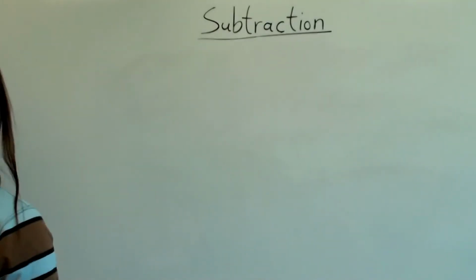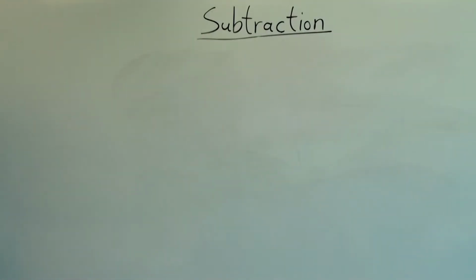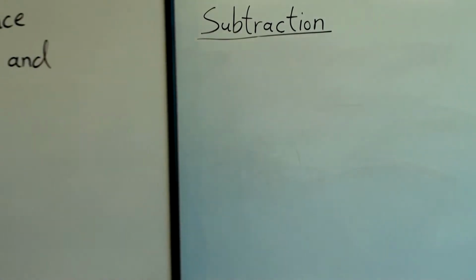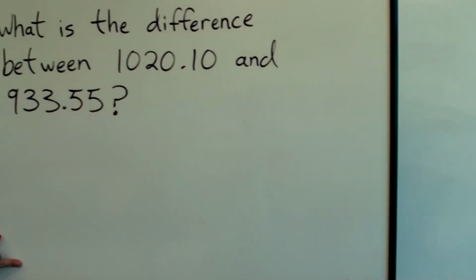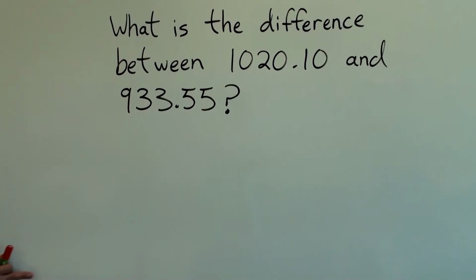All right, so the last problem, I have it here on the board, on this other board that I'm just going to wheel over. I know it's kind of silly, wheeling the board around when I could have just written it down. But anyway, here's the last problem that I want you guys to give a try. It says, what is the difference between 1020 and 10.10 and 933.55? Go ahead and give it a go. See what you guys get.